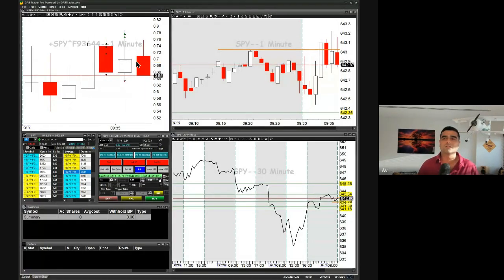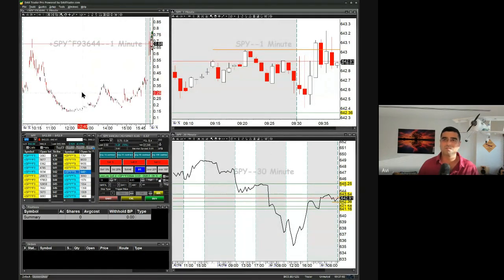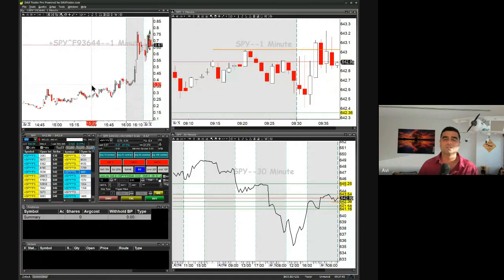Man, I'd love to zoom out on this options chart. It's just such a mess. Here we go. There we go. Much easier to look at. Oof.